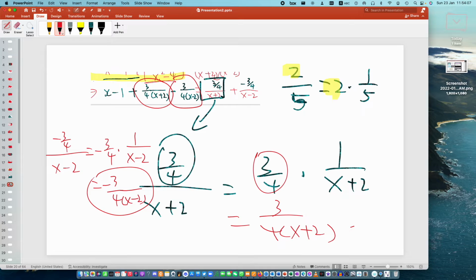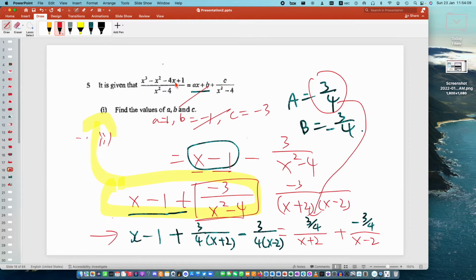But actually the most important part is long division. Why? Because this is improper. So make it from improper to proper before partial fraction. Always. If it's proper, you don't have to do anything. So improper to proper before partial fraction. So how? Long division.